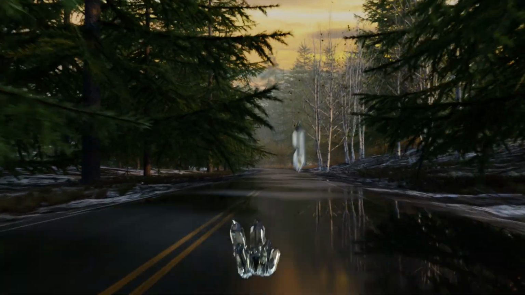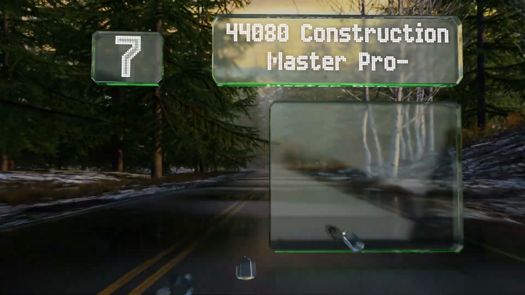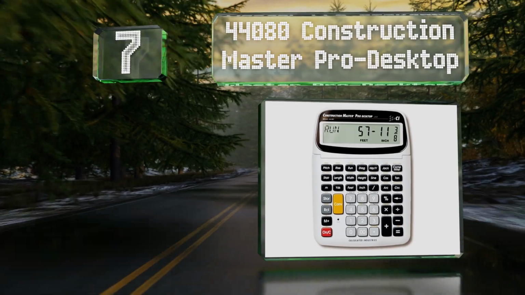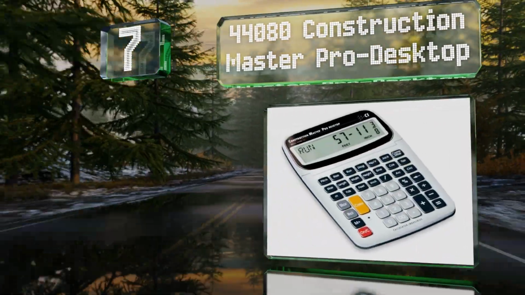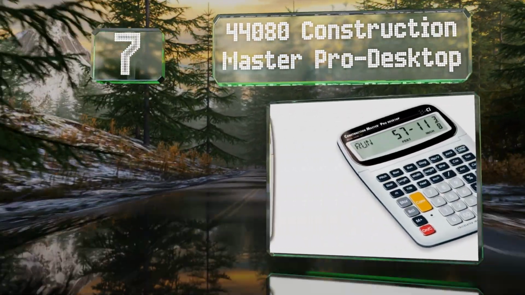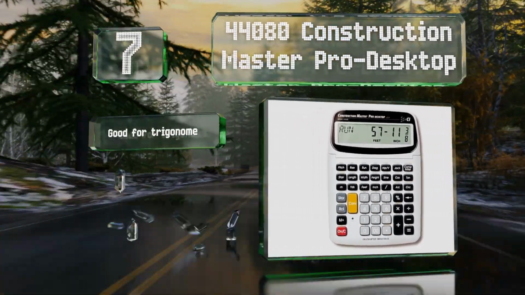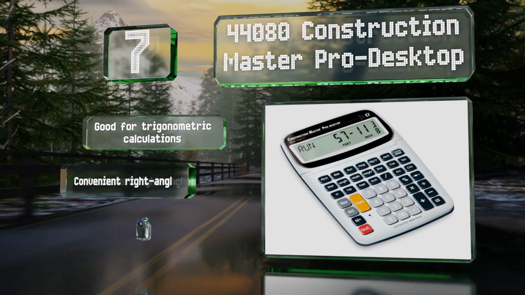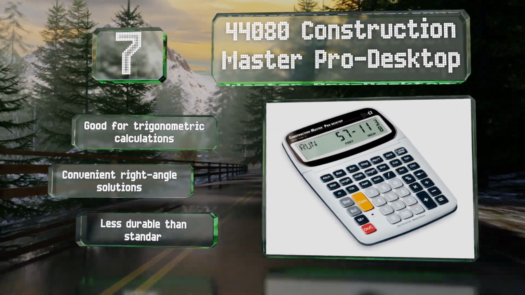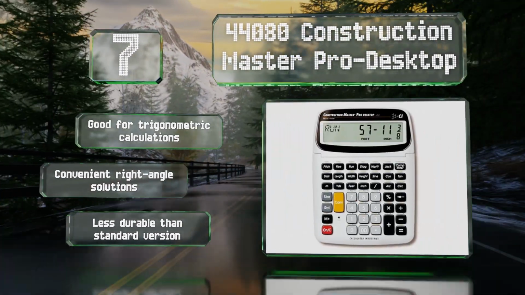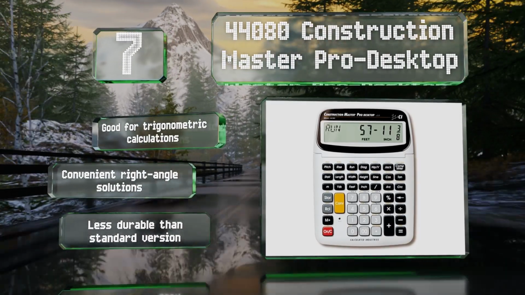Coming in at number 7 on our list, the 44080 Construction Master Pro Desktop offers all the same functionality as the company's 4080 model, only in a wider case with larger buttons. It's good for trigonometric calculations and provides convenient right-angle solutions, but it's less durable than the standard version.